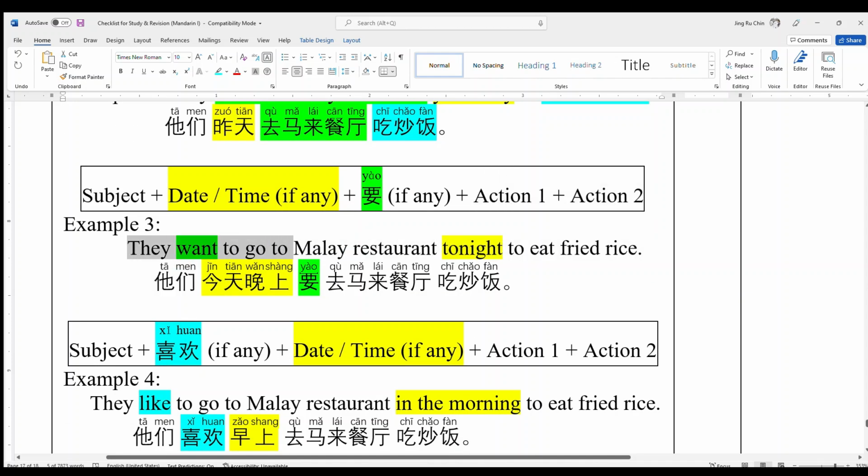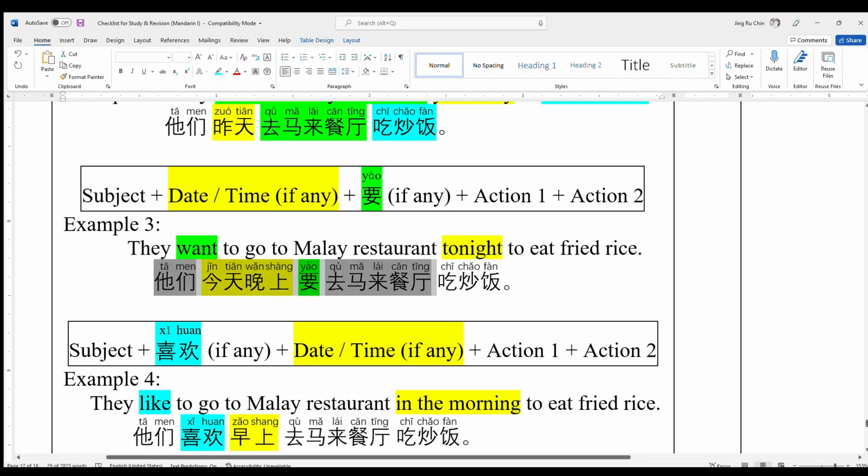Okay? So now let's try. They want to go to Malay restaurant tonight to eat fried rice. You see, there's the first action, there's the second action. But beside that, I also have the date and time, which is tonight. Malam hari ini. And also want. Let's try. Follow this structure. Subject first, 他们 followed by date and time, 今天晚上. Then only you use the word 要, mahu atau nak. Mau buat apa? 去马来餐厅吃炒饭.